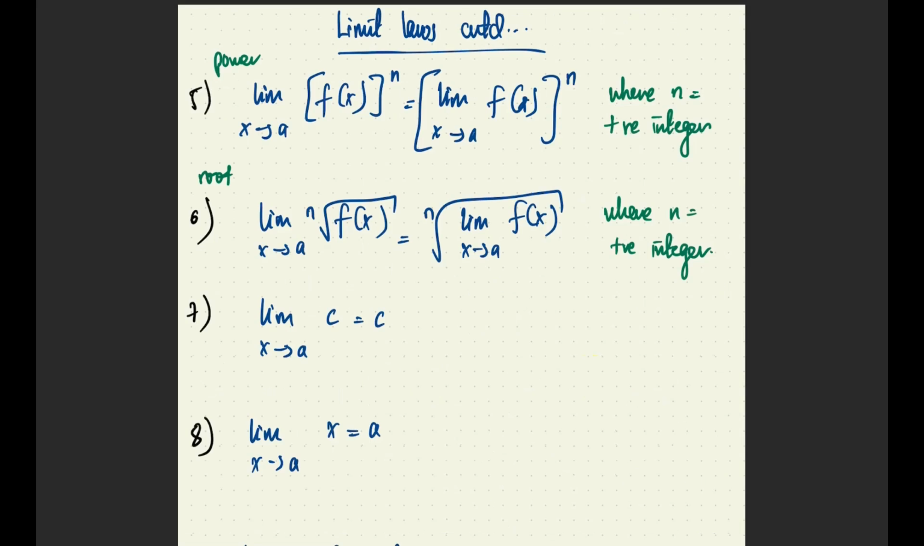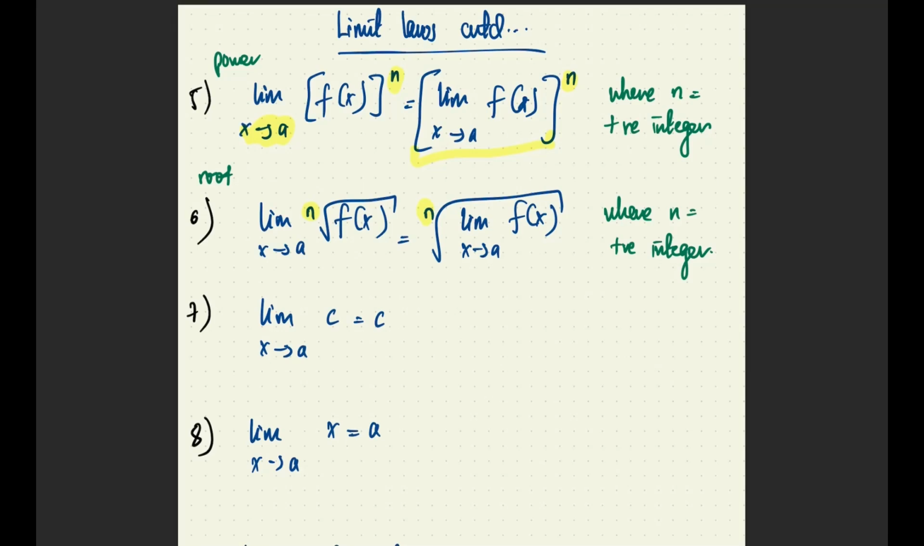So now let's continue with the other limit laws. The fifth one is the power law. So when we have the limit as x approaches a number a of f of x to the power n, what we can do is take the whole limit and apply the power to it, right? Similarly, we can do the same when there is a root available. So we can take the root and apply it to the whole limit.